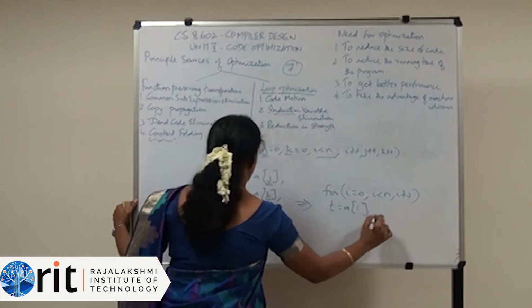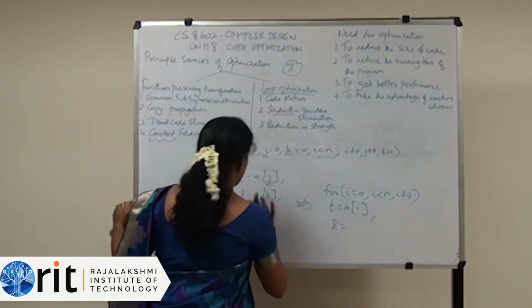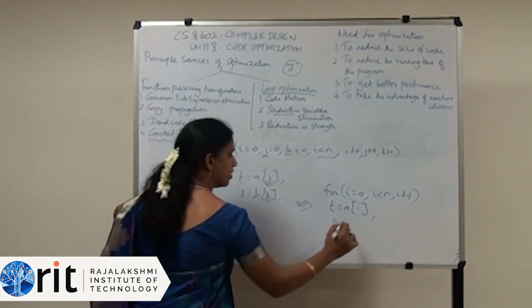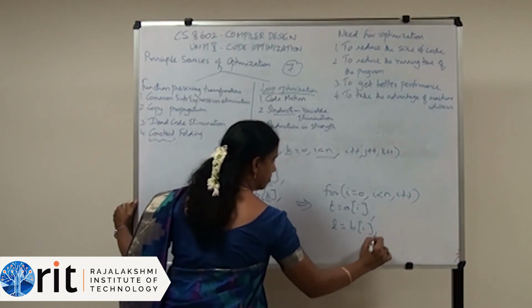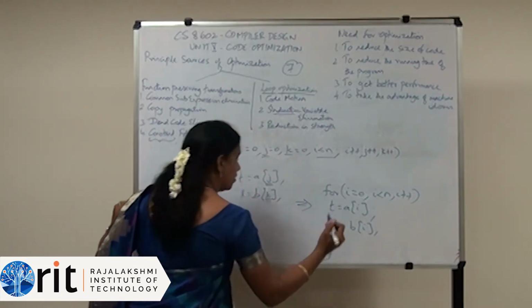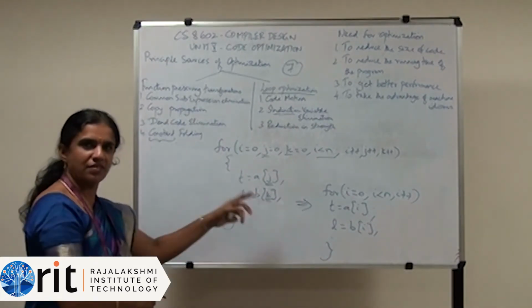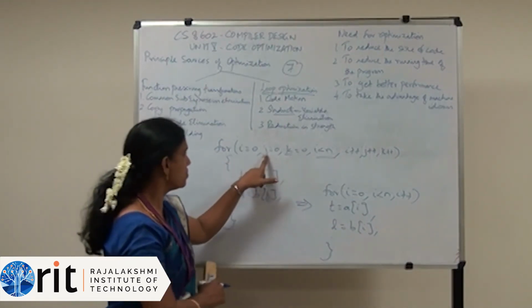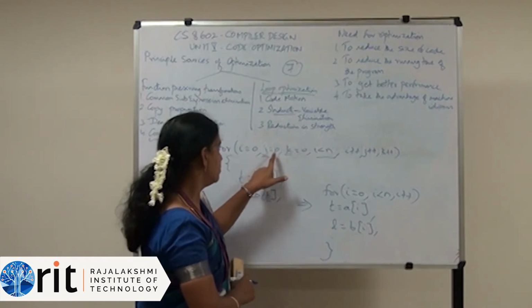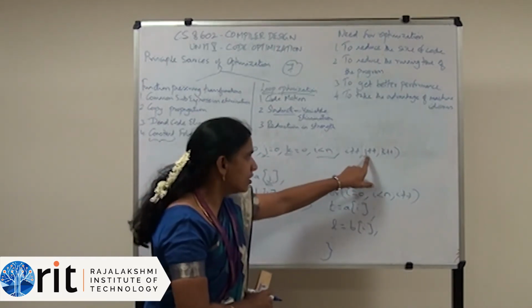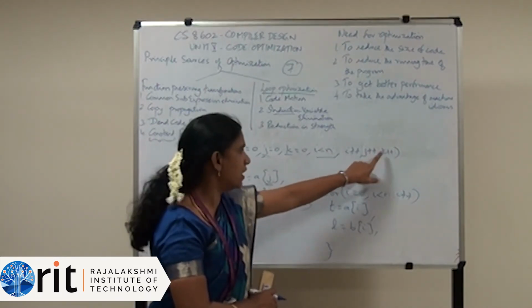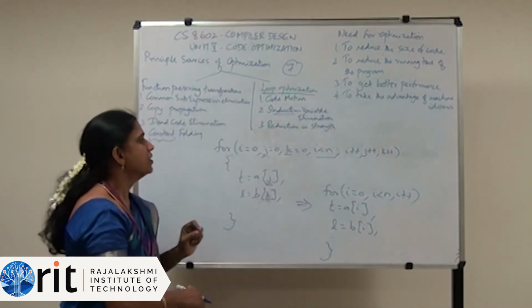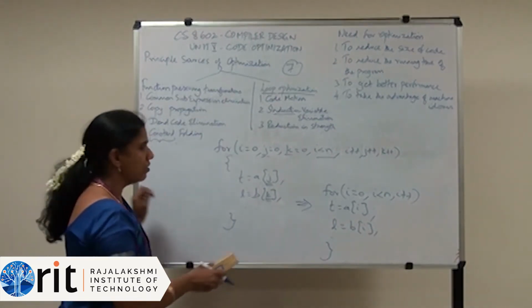t equal to a of i. l equal to, I can have it as b, b of i. Yes, so this is the optimized code. This is the code before optimization. I have eliminated the variables j and k. There is no need for increment of j and k variables. So that is the induction variable elimination.